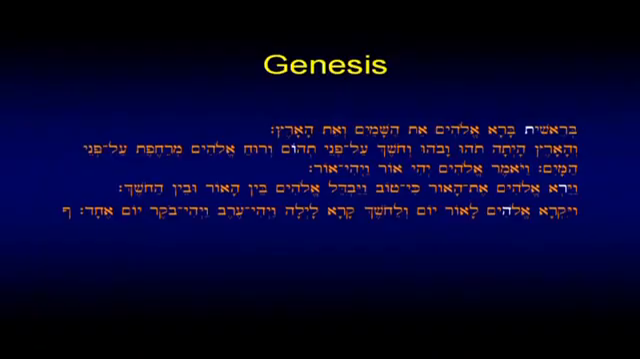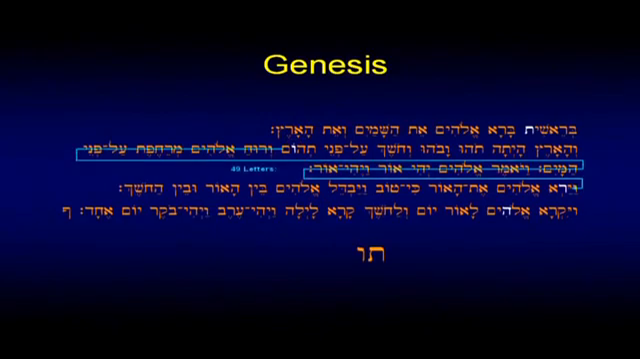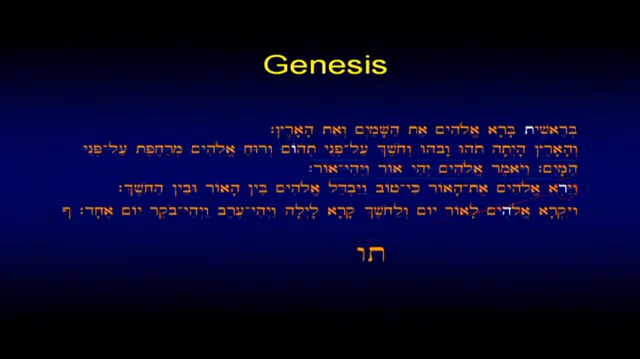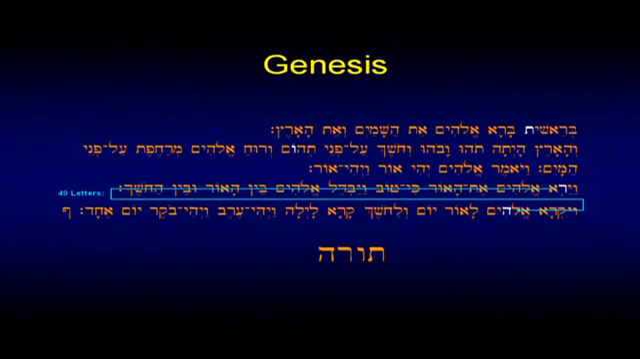Okay. Well, you go in Genesis to the first Tau, and that's what we would consider a T. Then you count 49 letters, 7 squared. Count 49 letters, you come to a Vav, which is sort of like an O. And then you count 49 letters, and you come to a Resh. And then you count 49 letters again, and you come to a He. And that happens to spell Torah in Hebrew.